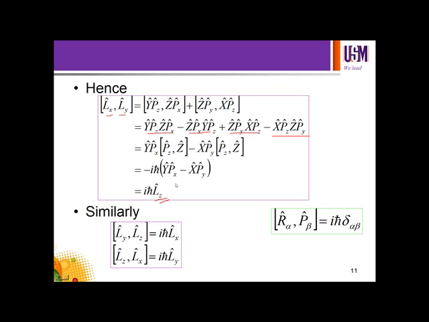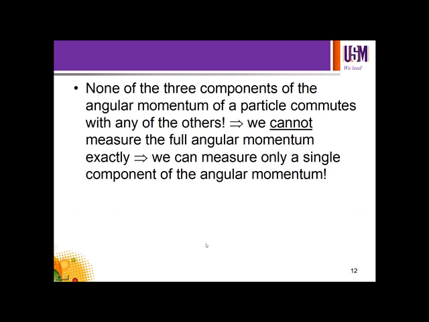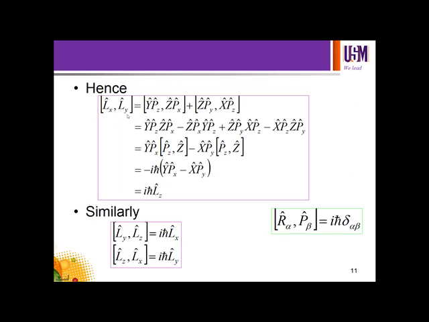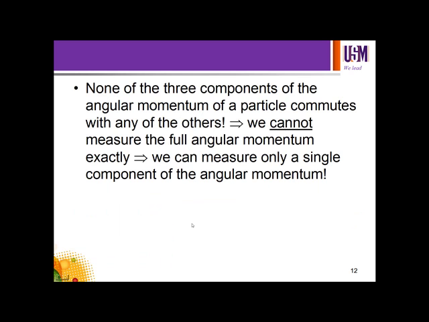So similarly, for the other operators Ly, Lz, if we have Y and Z here, we have X, Z and X, we have Y, so on and so forth. Okay. None of the 3 components of the angular momentum of a particle commutes with any of the others. So they do not commute in the sense that it's not equal to 0. You can see here that it has some finite values. Okay, it's not equal to 0, so it does not commute with any of the others, with each other.